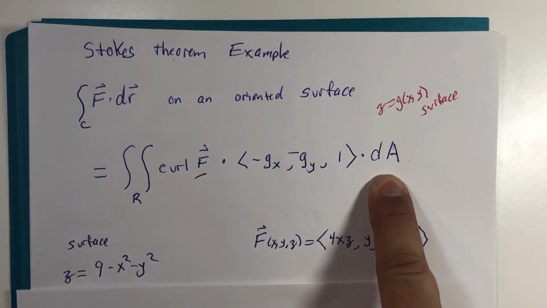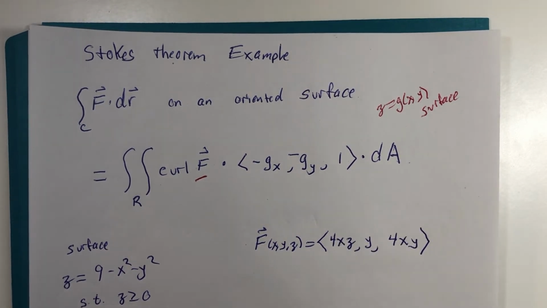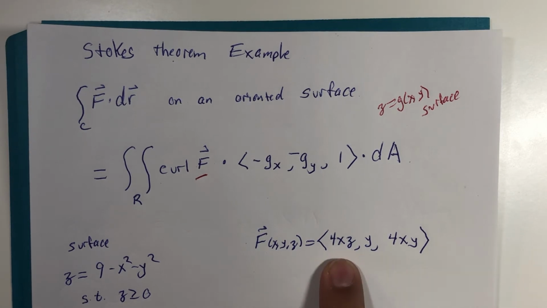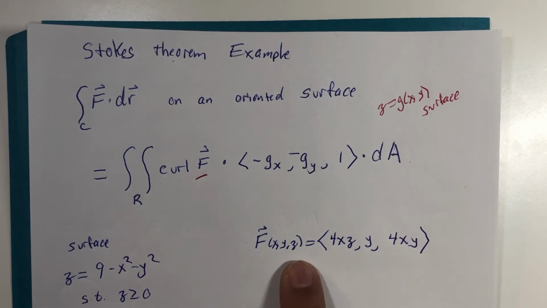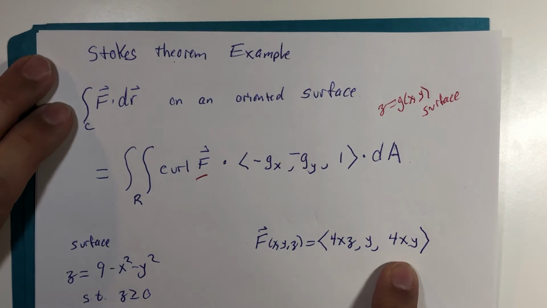So here's the given information. Our surface is going to be a paraboloid, or an upside down parabola bowl. And our vector field is given by components 4xz, y, 4xy. Remember, each of these components could be a function of x, y, and z. The author has named them M, N, and P in the English alphabet notation.